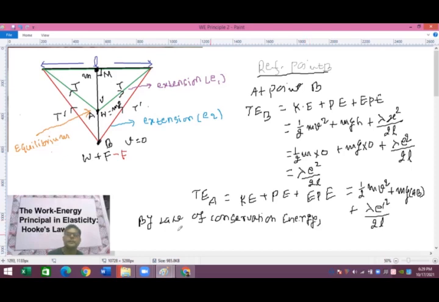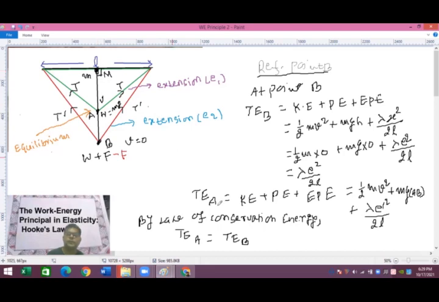You can say that the total energy at A equals the total energy at B. It is also possible to find the total energy at any point between M and B. So for example, here also, I am taking this point.